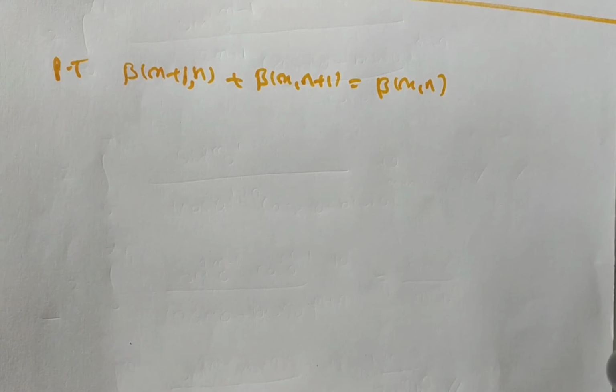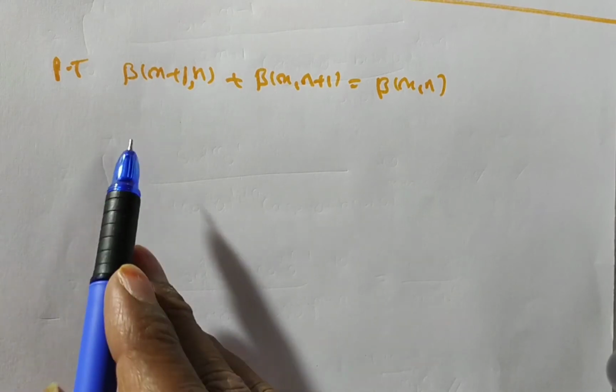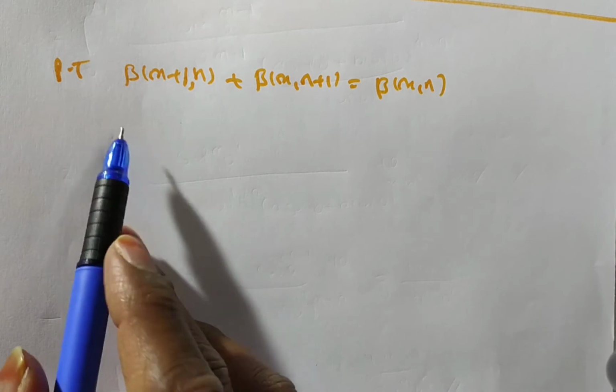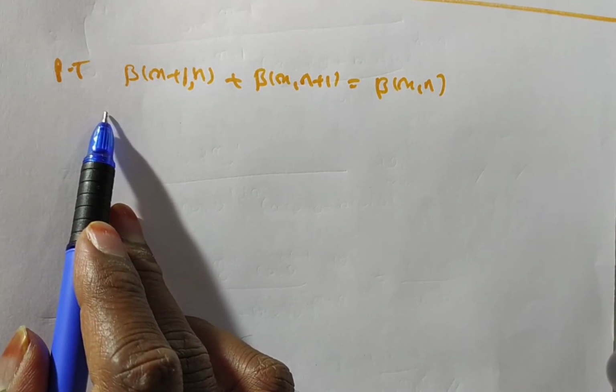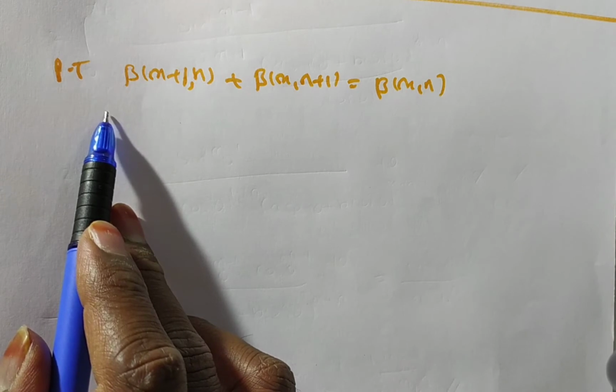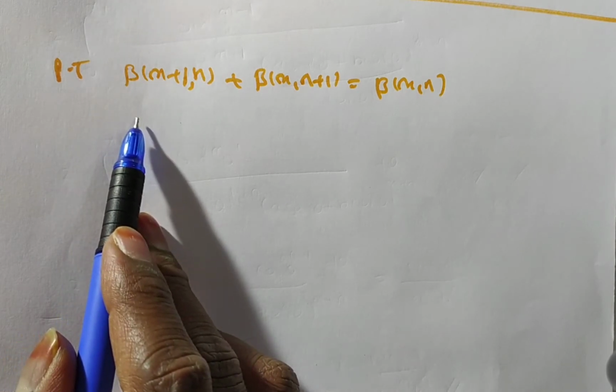Hi friends, now we are discussing a problem on beta function. That is one important proof, and this is important for the examination. They will ask for the short answer question. This is very easy, right?